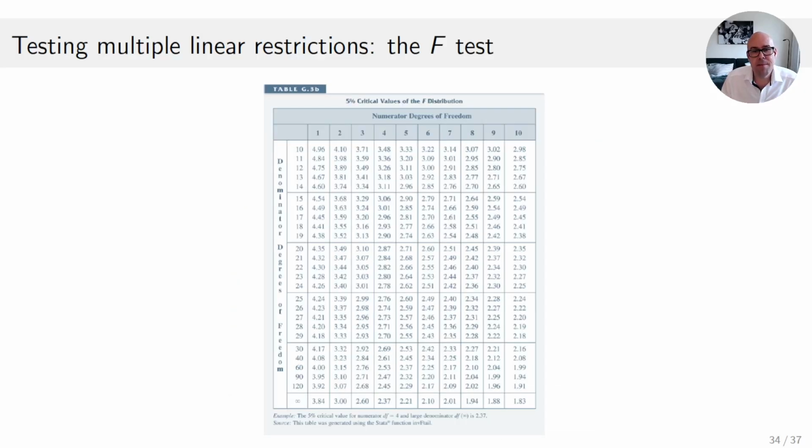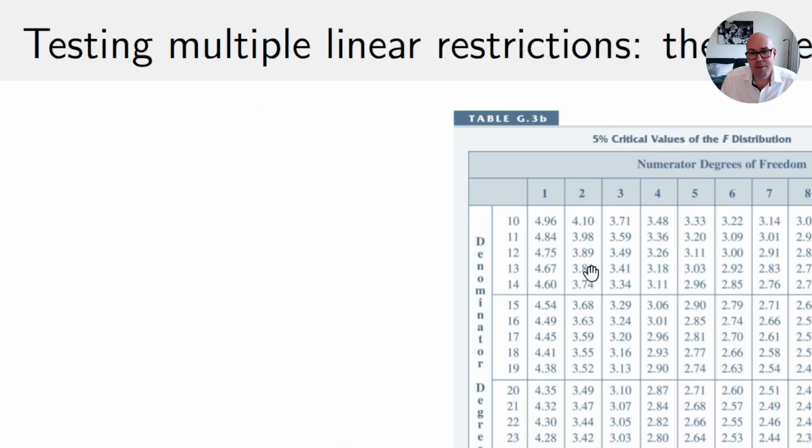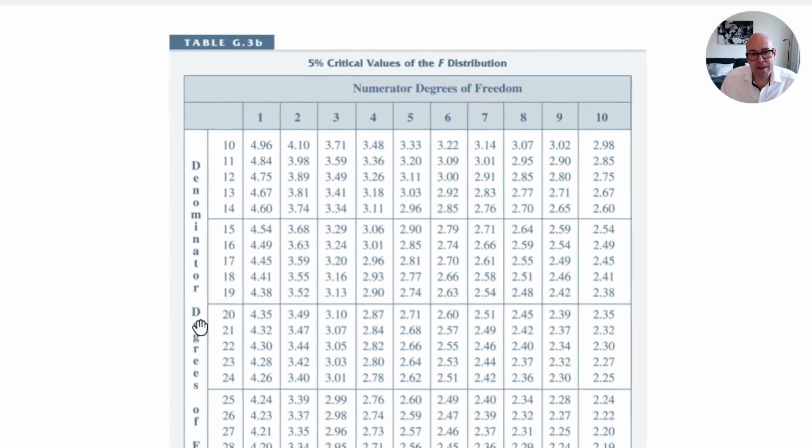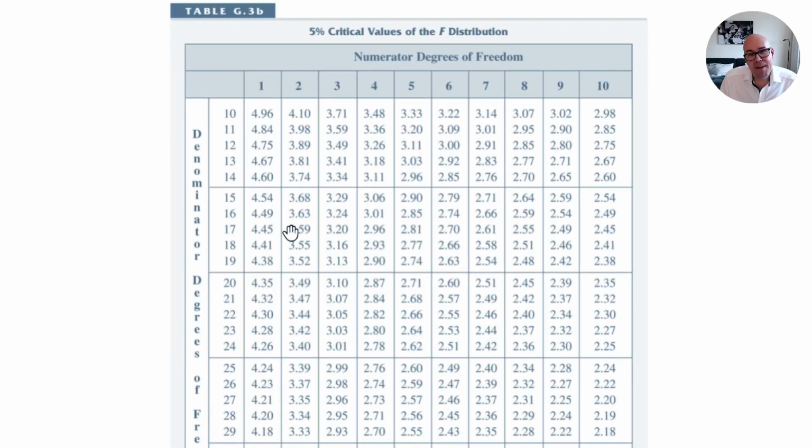Here is this table from the book that I've mentioned. Here again you have the denominator degrees of freedom, and here you have the numerator degrees of freedom, and this is now a table for the 5% critical values. So for each level of significance, you get a different table.